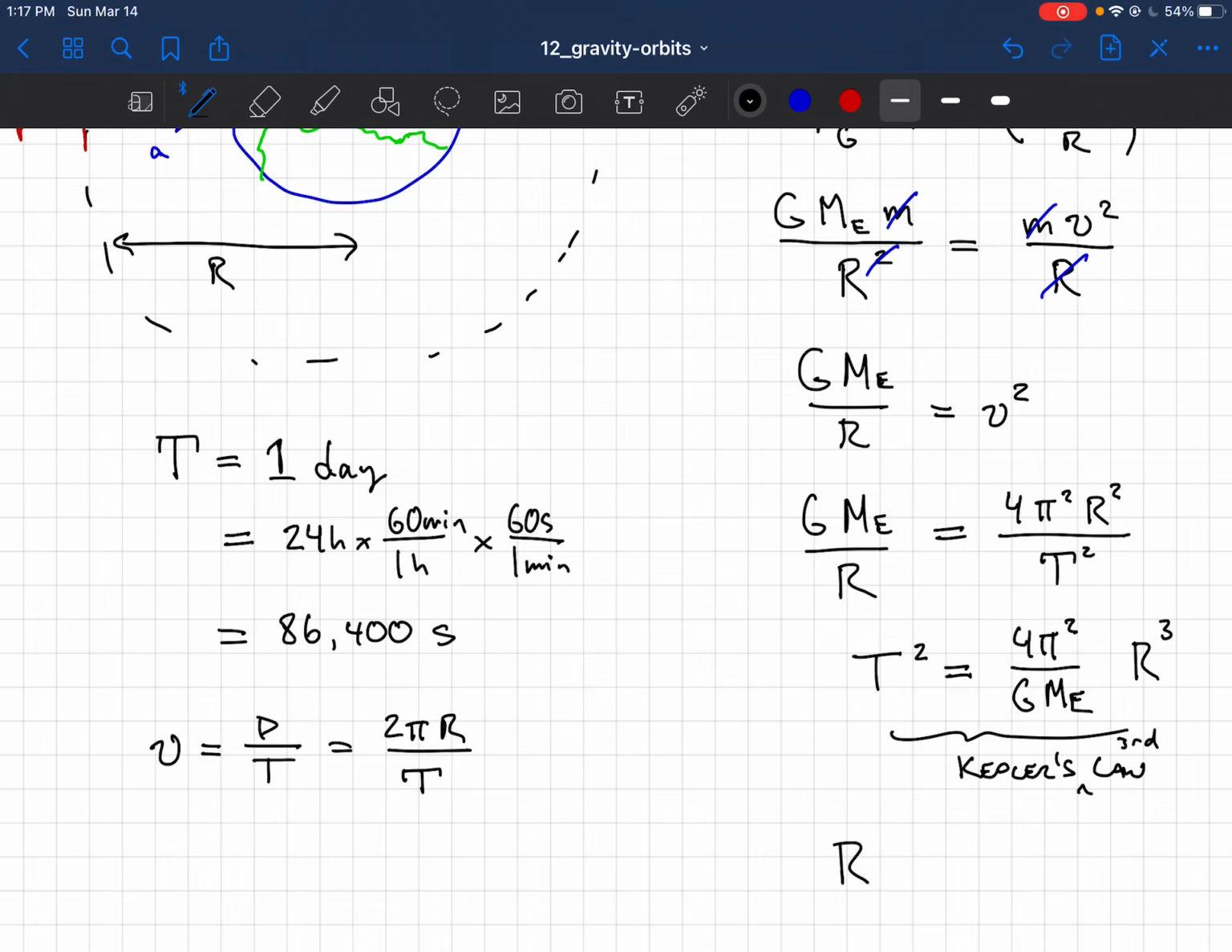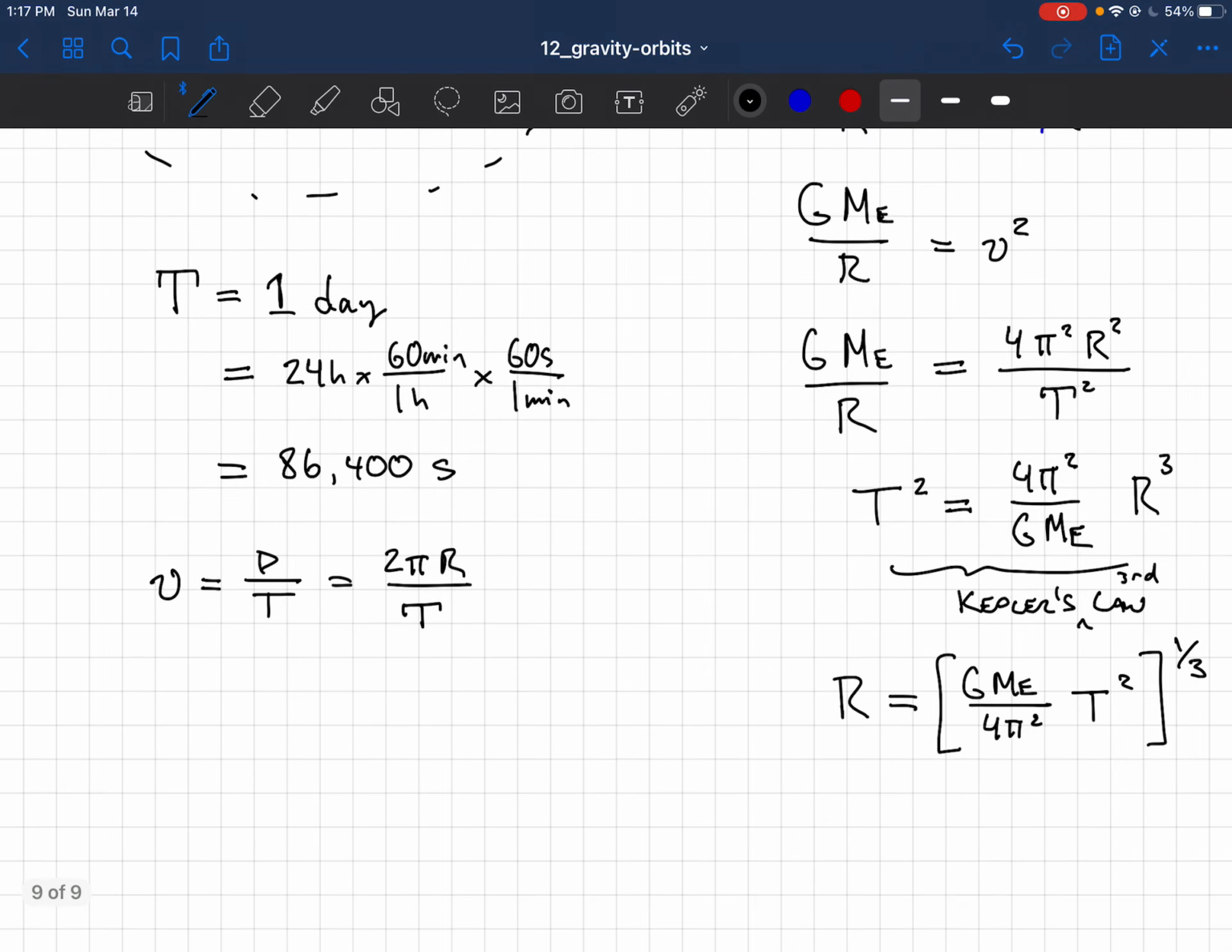Okay, but for this problem, we're not interested in that. For this problem, we're interested in what r is. So if I solve that for r, I get G, mass of the Earth, over 4 pi squared times T squared. And then I have to get rid of that cubed, so I take the whole thing to the 1/3 power. So now we can plug in.